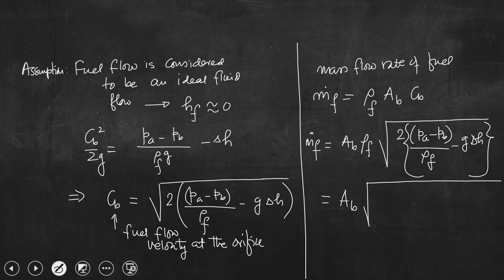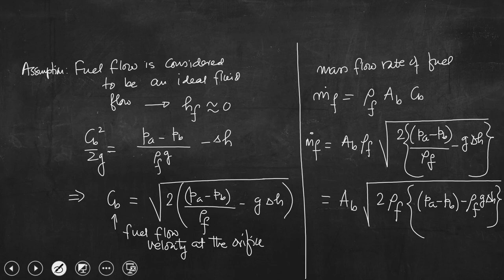we can write it like this: under root twice into rho f into P A minus P B minus rho f square into G into H, or I can write rho f G into delta H. In that case, I can take this rho f out of the bracket. So, this is the expression of the mass flow rate of fuel, but we had taken an important assumption that we have considered the flow of fuel to be an ideal fluid flow, that is not possible in reality.